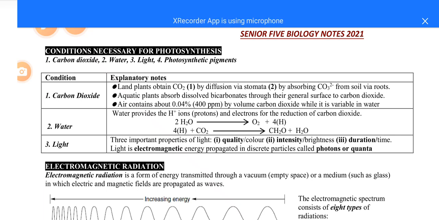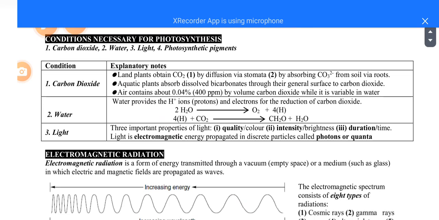Now, last time we looked at what? We looked at photosynthesis, and we went ahead and looked at the adaptations of leaves. So today we are going to look at the conditions necessary for photosynthesis.